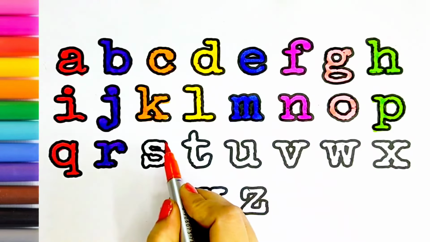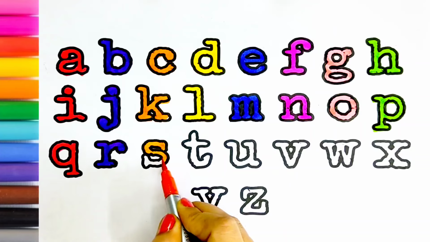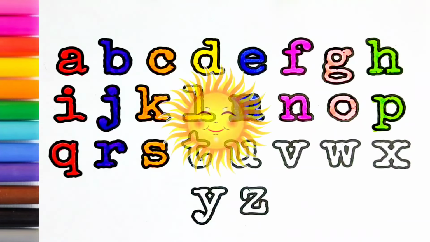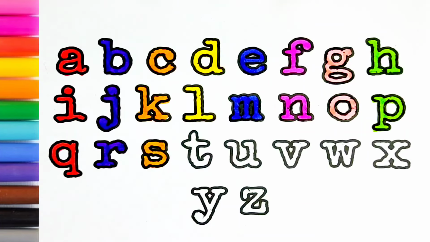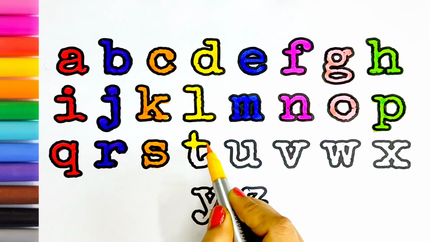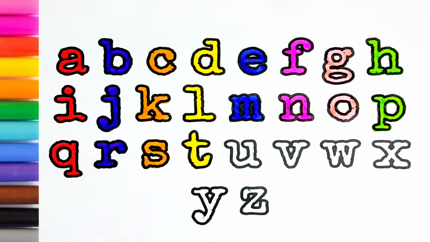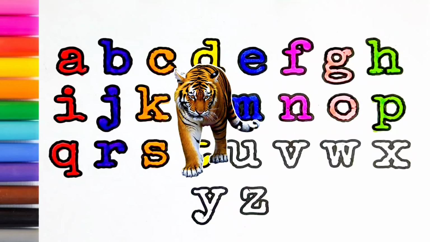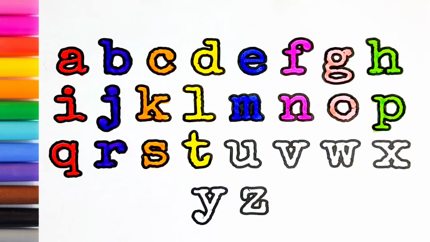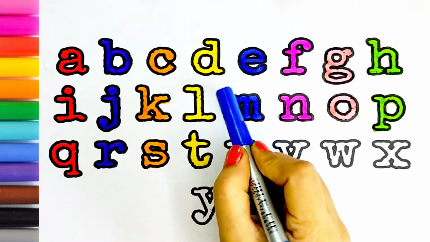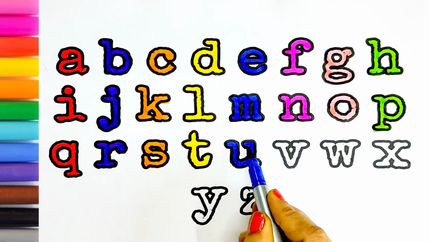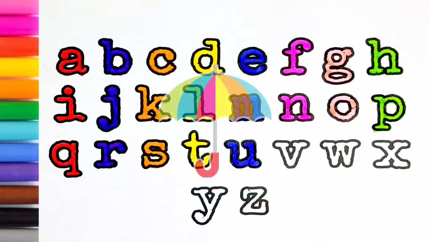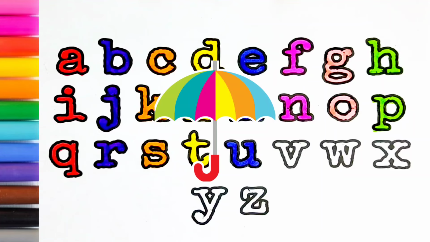Orange color, S. S for sun. Yellow color, T. T for tiger. Blue color, U. U for umbrella.